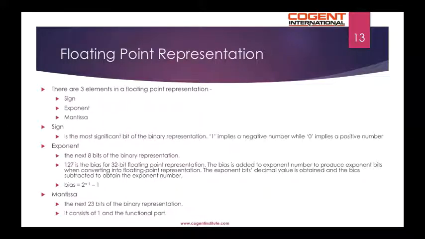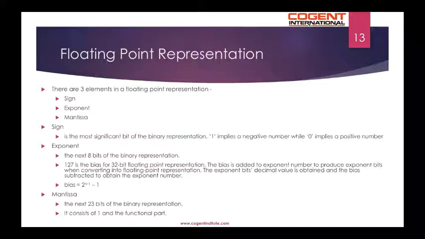So let's see how floating point numbers are represented. There are three elements in a floating point representation: sign, exponent, and mantissa, or the fraction. Sign is the most significant bit of the binary representation. 1 implies a negative number, while 0 implies a positive number. Exponent is the next 8 bits of the binary representation. 127 is the bias for 32-bit floating point representations.